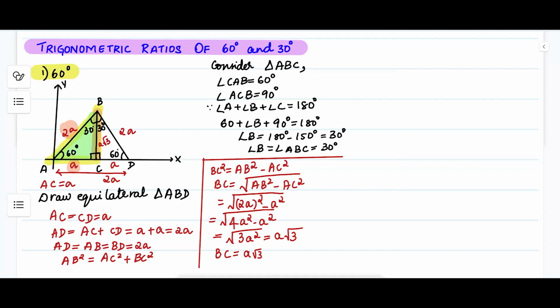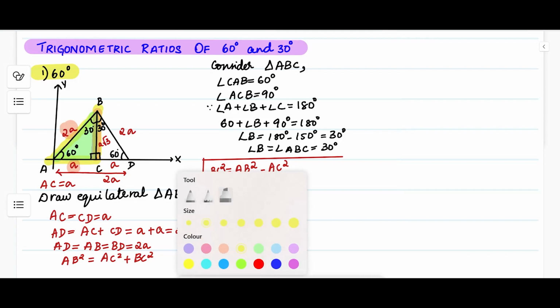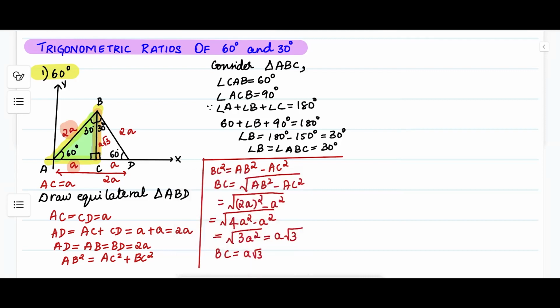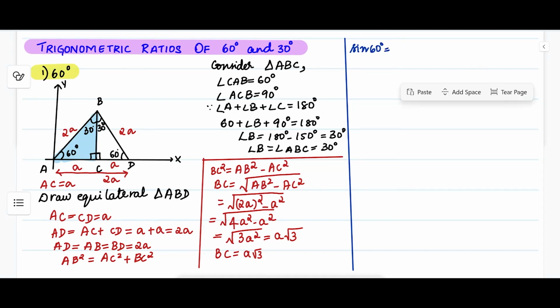So now we have the values for all three sides of this triangle. That is, our side AB is equal to 2A, our side AC is equal to A, and our side BC is equal to A root 3. So now we can apply our definitions of trigonometric functions and find out the ratios easily. First function is sine 60 degrees. Usually the definition of sine theta will be opposite by hypotenuse.